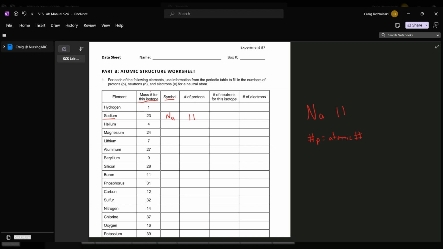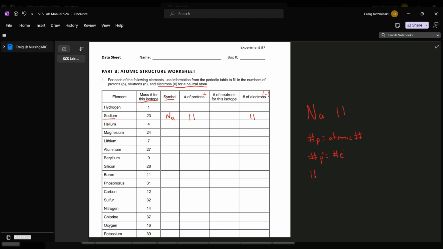Now, the next piece of information that's important is that we are being told that this is a neutral atom. If you recall that protons contribute the positive charge to the atom, then you should also recall that electrons contribute the negative charge to the atom. And if the atom is in fact neutral, the assumption that we can make is that the number of protons will be equal to the number of electrons. So if I have 11 protons, then I will also have 11 electrons.